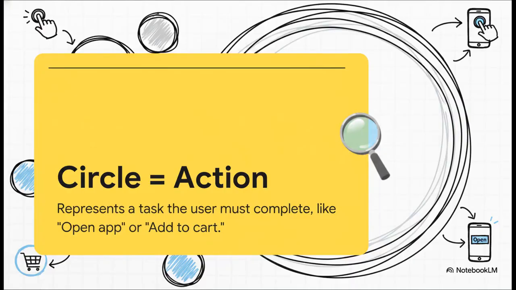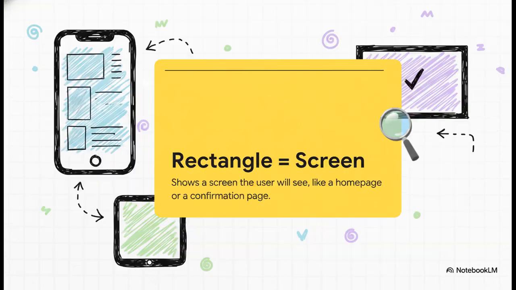First, we've got the circle, and that means action. Just think of these as the verbs of our journey. Anytime the user has to do something, tap a button, type in some text, make a choice, we use a circle to show that task. Next up is the rectangle. This represents a screen. So these are the places, the destinations in our little journey.